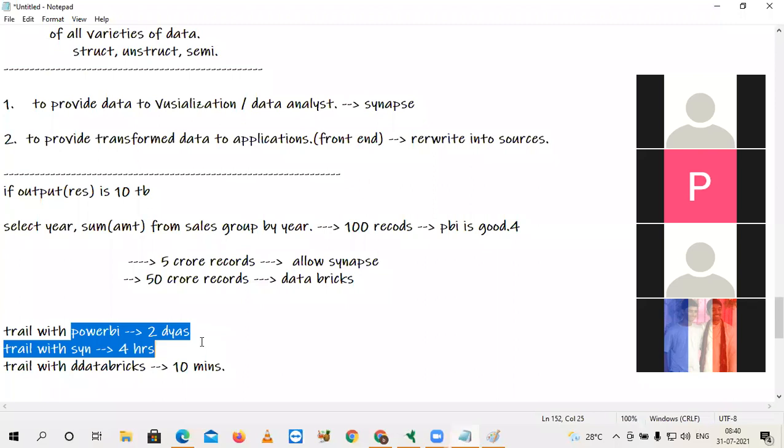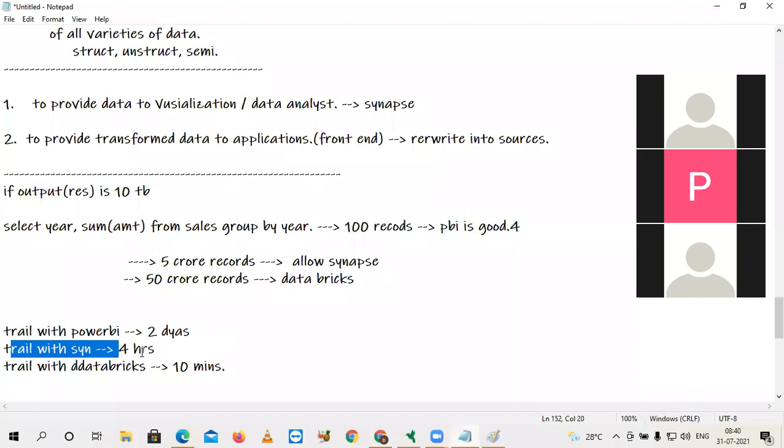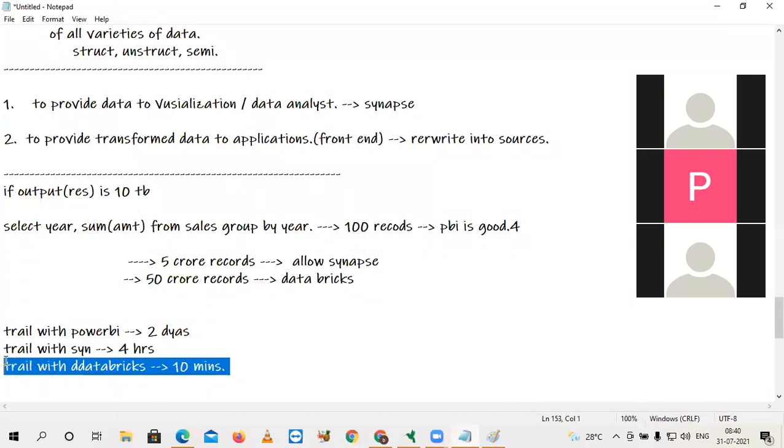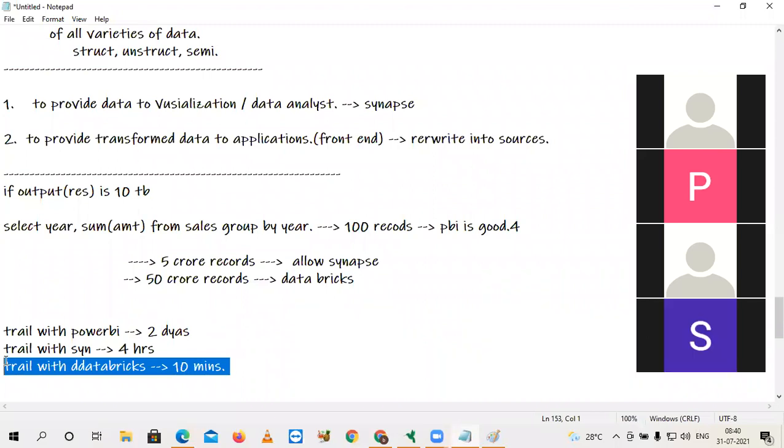Okay. Synapse and Databricks are databases? Not databases. Synapse is a database used for data warehouse. Databricks is used only for processing data. Is there any limitation for Databricks, sir, like a maximum limit or minimum requirements? No limit. Any volume of data can be processed.